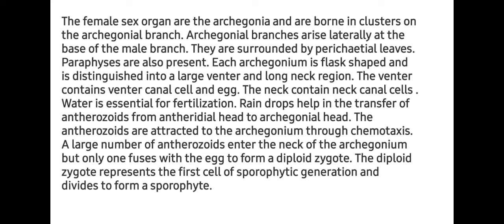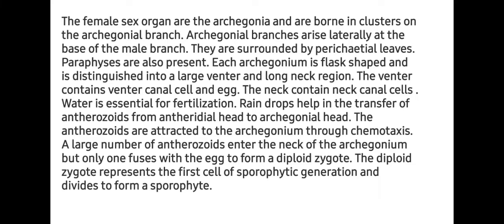So let's understand the female sex organs in a little more detail. The female sex organs are the archegonia and are borne in clusters on the archegonial branch. Archegonial branches arise laterally at the base of the male branch. They are surrounded by the perichaetal leaves. Paraphyses, which are sterile in nature, are also present. Each archegonium is flask-shaped and is distinguished into a large venter and a long neck region. The venter contains the venter canal cell and egg. The neck consists of neck canal cells.